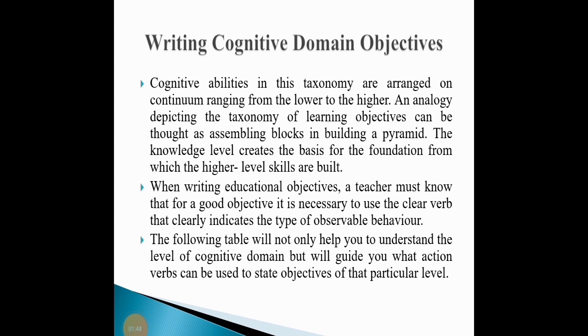Writing cognitive domain objectives. Cognitive abilities in this taxonomy are arranged on a continuum ranging from lower to higher. An analogy depicting the taxonomy of learning objectives can be thought of as assembling blocks in building a pyramid. The knowledge level creates the basis for the foundation from which the higher level skills are built.